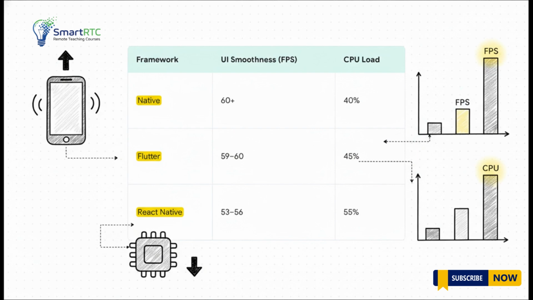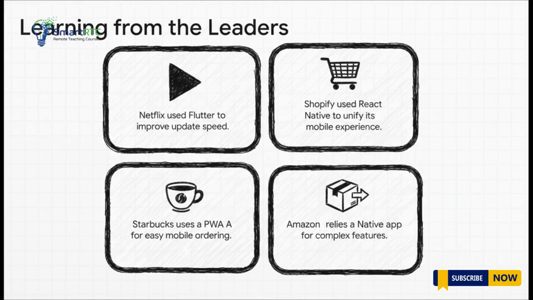but disappeared. And hey, don't just take my word for it. Let's look at what the big players are doing. You've got Netflix and Shopify using cross-platform to streamline their whole operation. Starbucks has that super convenient PWA that makes ordering a coffee a breeze. And then you have Amazon, which sticks with native to power all of its really complex, high-performance features. The key takeaway here: they all picked the path that made the most sense for their specific business goal.